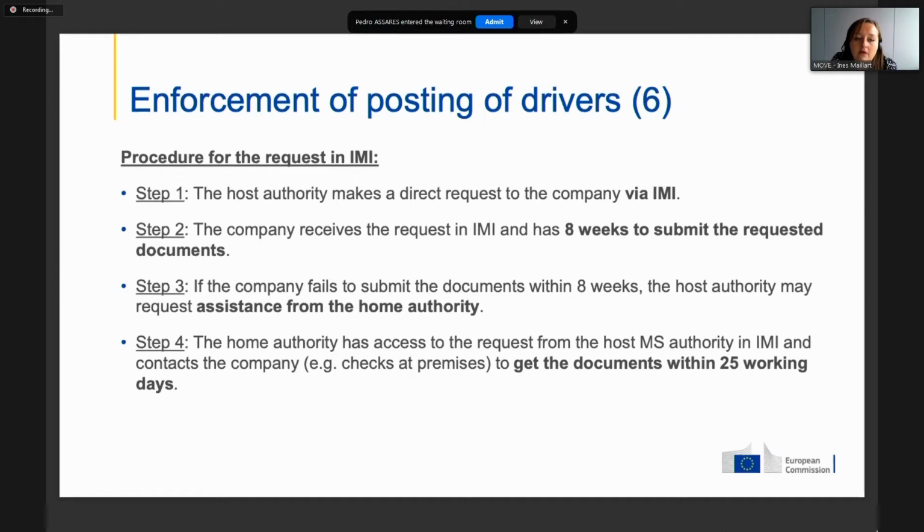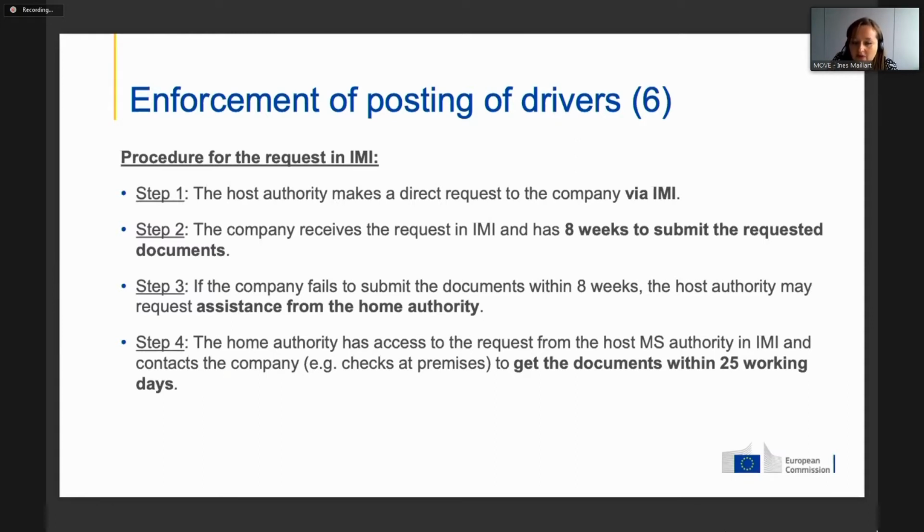So in that case, the host authority that wants to do that check makes a request directly to the company. So it's really a direct channel that will allow you to contact the company without going via the home authority. Then the company receives the request in the interface, and it has 8 weeks to submit the requested documents. Why 8 weeks? It's because obviously we know that in some cases more time is needed to issue the pay slips.